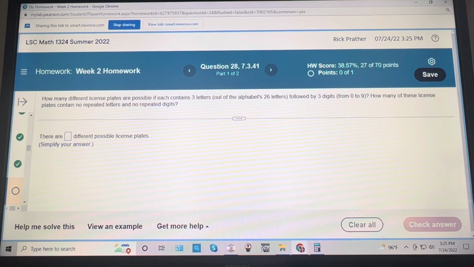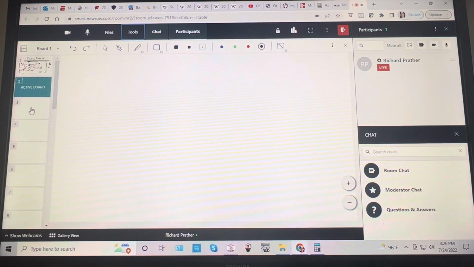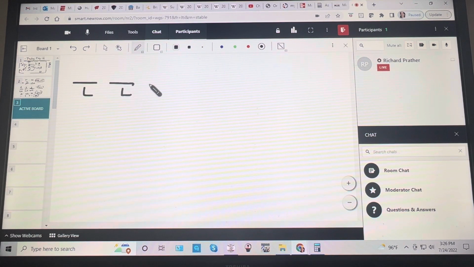How many different license plates? If you have 3 letters out of the alphabet's 26 and 3 numbers from 0 to 9. And then how many of these license plates contain no repeated letters, no repeated digits? Okay, so this is common. Texas used to have 6 slots on their license plate. Now they have 7 because they were starting to run out. So I just need 3 letters followed by 3 numbers. And now it's actually 4 numbers in Texas. Texas used to be this way.